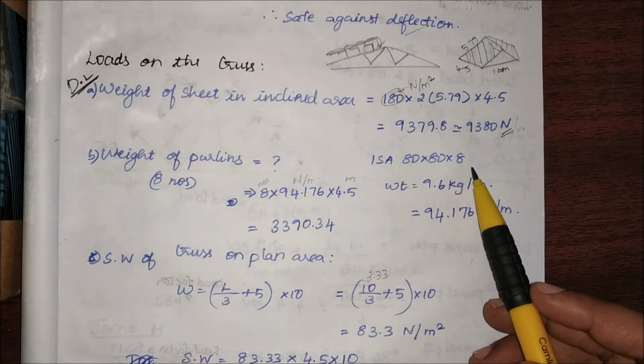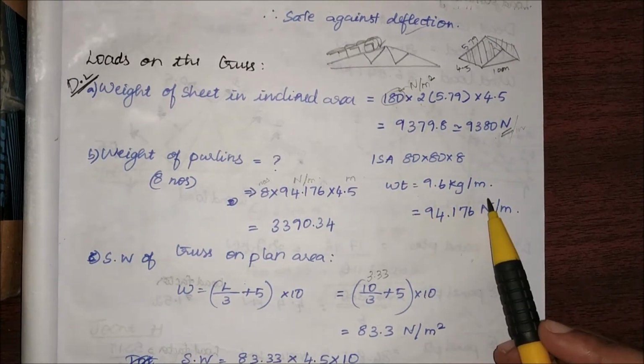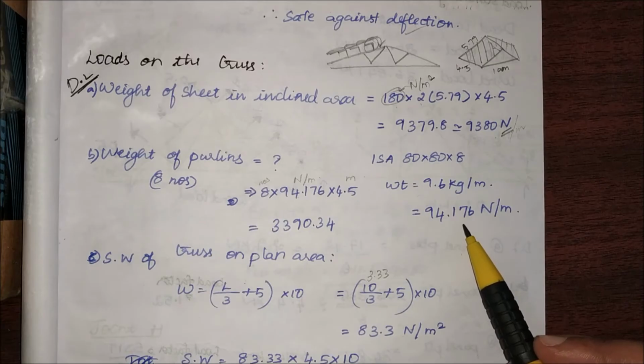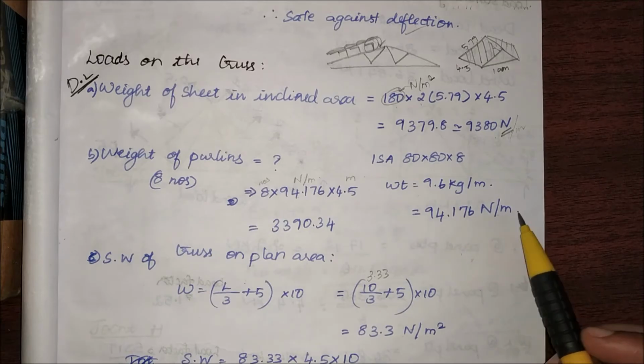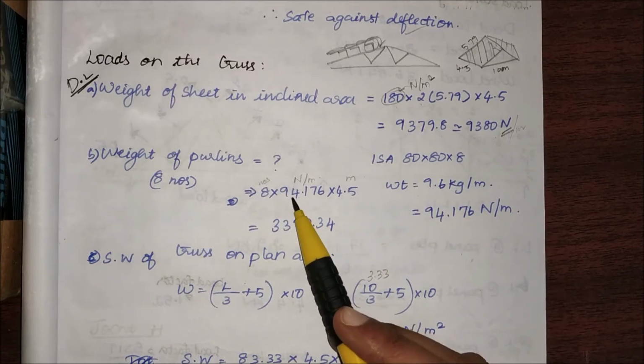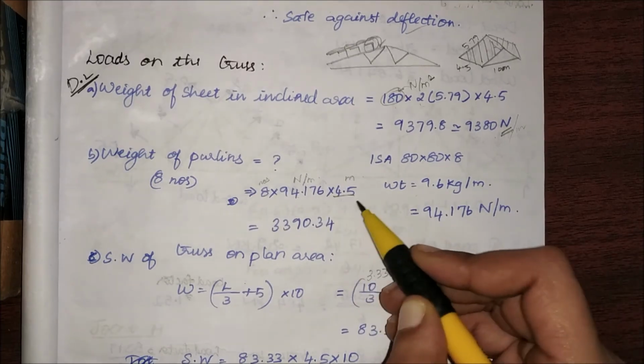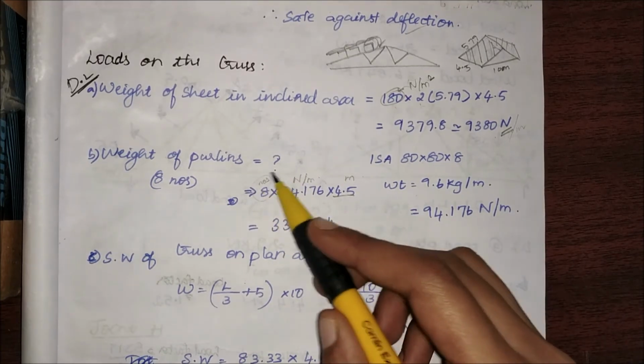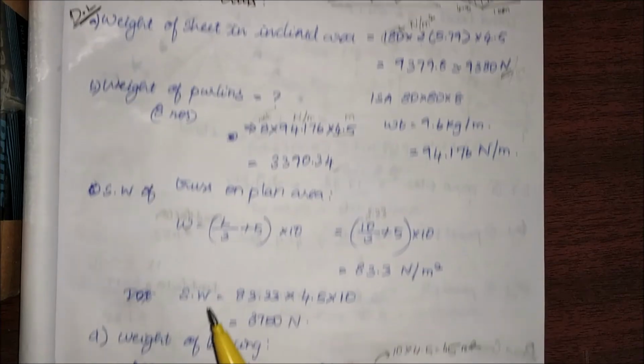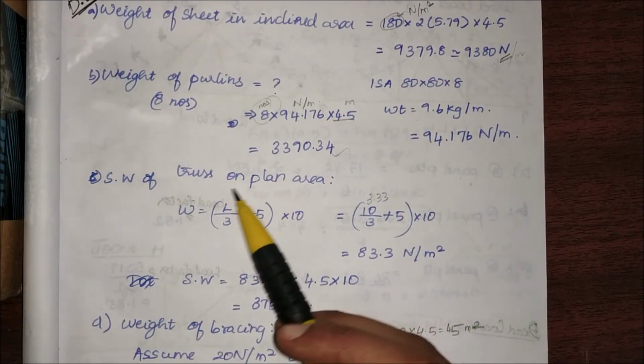ISA 80 by 8, the weight is 9.6 kg per meter, which is equal to 94.176 Newton per meter. So on multiplying it with the span, which is 4.5 meter, and the number of purlins, I will get the weight of purlins also. Next, the self weight of the truss on the plan area.